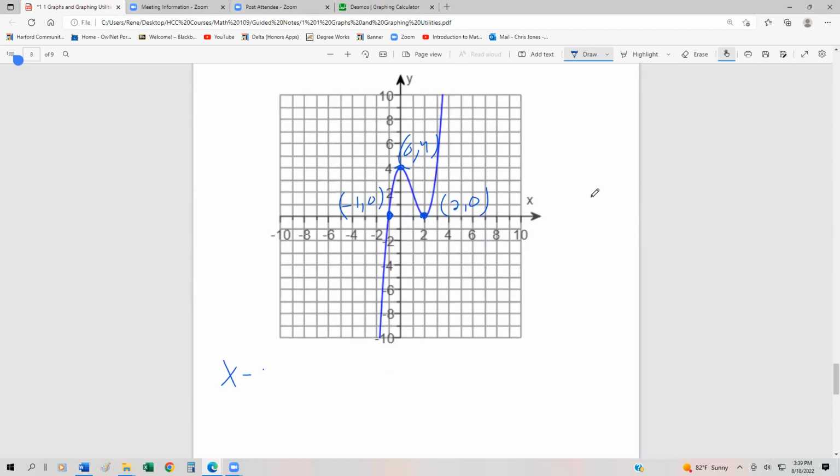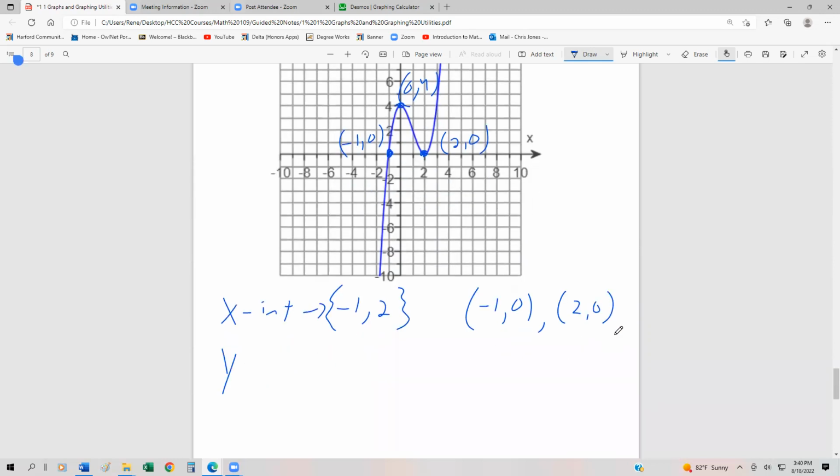So the x-intercepts can be expressed two ways. You could say that it's going to be -1, 2, and I could put that in set notation if I wanted to. Or I could say the points -1, 0 and 2, 0. Once again, notice that the y coordinates are 0 for the intercepts. There's a singular y-intercept that would be at 4, or another way we could say that is 0, 4. And again, notice that the x value for that is 0.